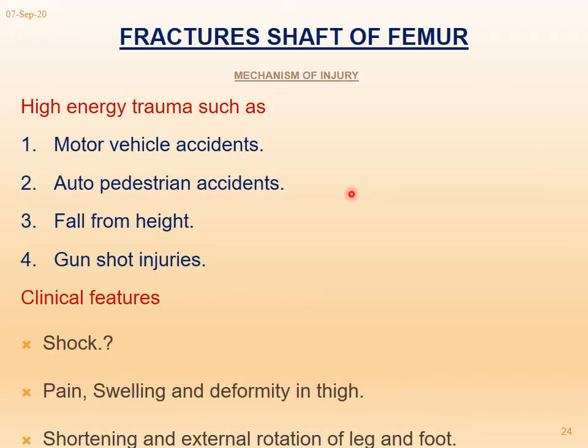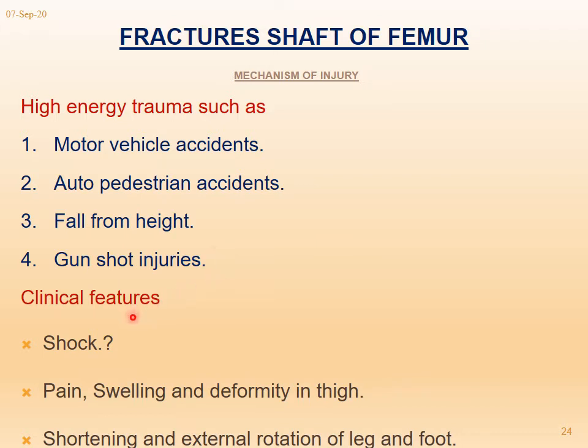Fracture shaft of the femur. We come to the next region of the femur. This results from high energy trauma such as motor vehicle accidents, auto pedestrian accidents, or fall from height. If somebody falls from 10 feet or 15 feet height, then they can break their femur, or gunshot injuries and blast injuries can produce fracture in the shaft of the femur.